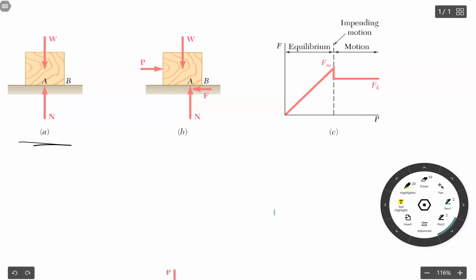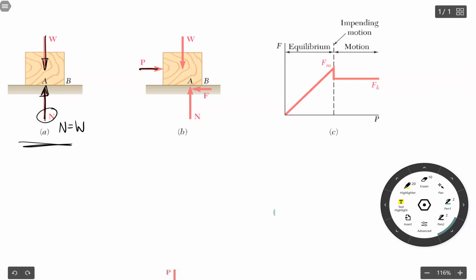So first of all, in picture A right here, we can see we've got a block that has a weight W, and we know that the block is sitting on the surface. If the block isn't sinking through the surface, there must be a force equal and opposite. So N in this case must be equal to W, and we call it N because it's the normal force, because that force N will always be normal to that surface.